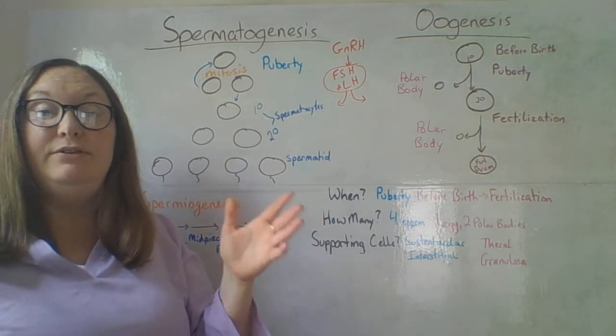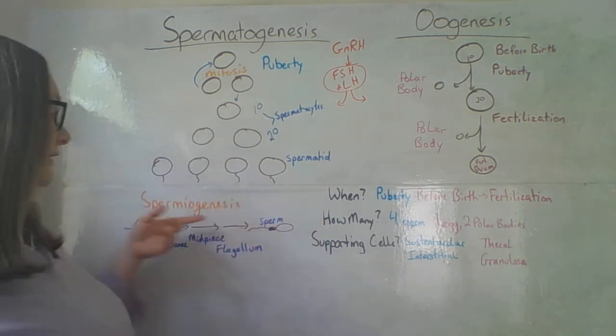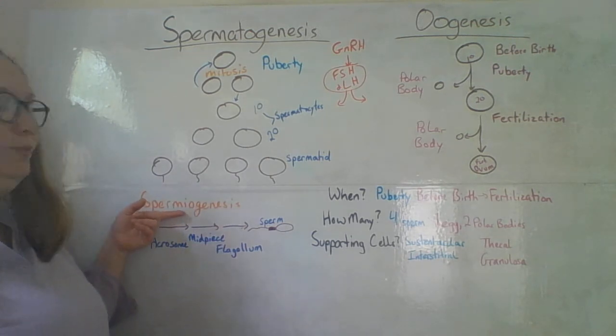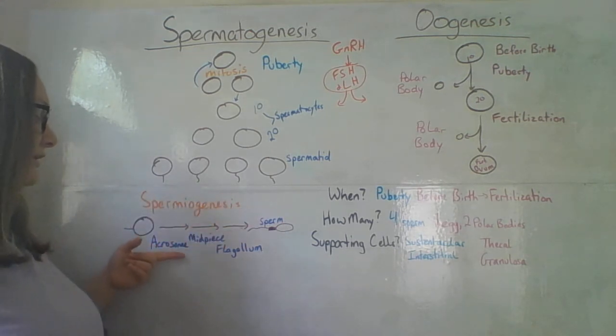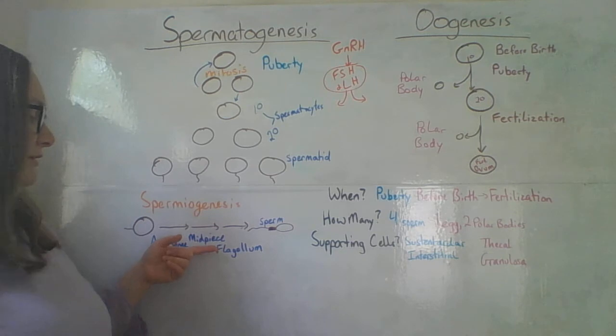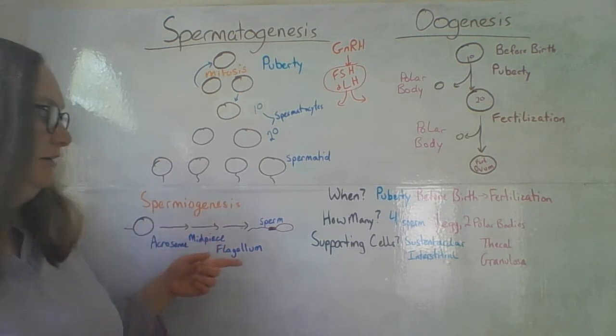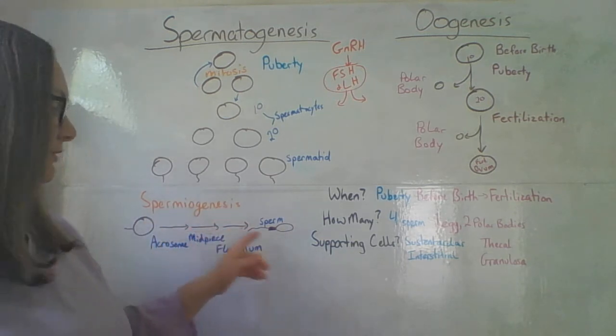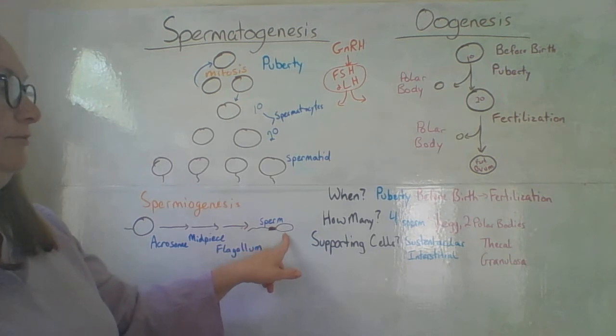Now notice, these are not sperm yet. They need to undergo spermiogenesis. We need an acrosome. We need the midpiece with the mitochondria. We need the flagellum. Then you get a sperm.